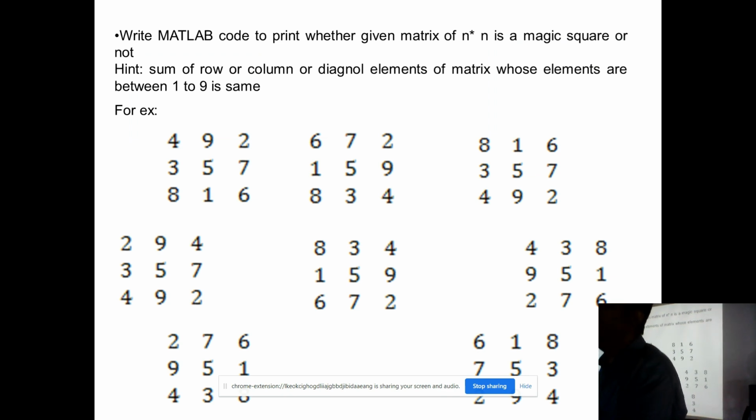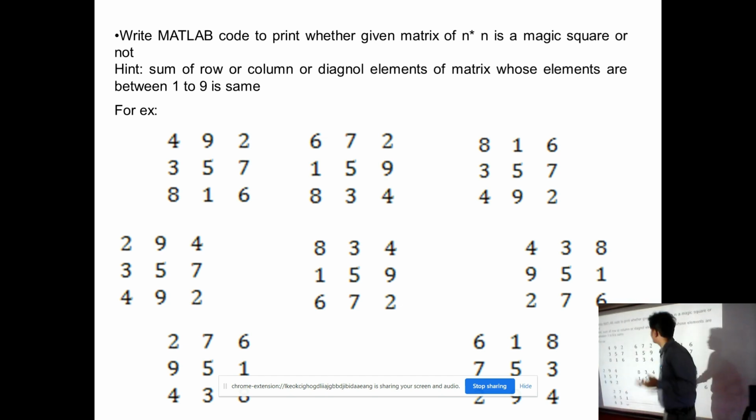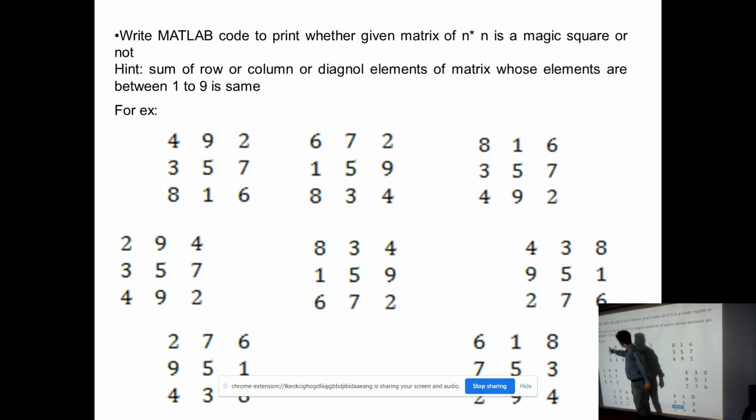You might have seen these magic square numbers. What is the peculiarity in these matrices? I have written it: the sum of row, column, or diagonal elements of a matrix with numbers from 1 to 9 is the same. For example, 4 plus 9 plus 2 is 15, 4 plus 3 plus 8 is 15, 4 plus 5 plus 6 is 15. If I add a row, a column, or a diagonal, the sum will be the same. This is called magic square numbers.